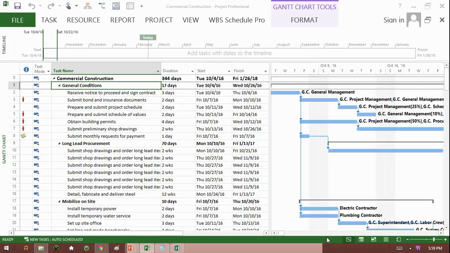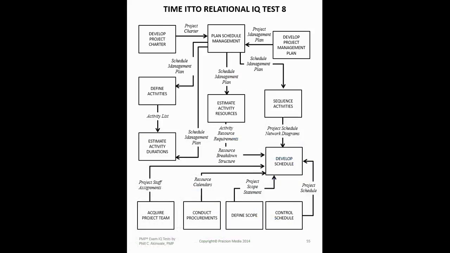Now take a look at the screen. You can see I've got a schedule for commercial construction. In this project, we can see that we've broken down the work into tasks and subtasks and so on. But the first thing that you do in the world of the PMI, as far as schedule management is concerned, is not popping open MS Project or Primavera or PlanView or Clearview or Smartsheets or any of those tools. What we do is we plan schedule management.